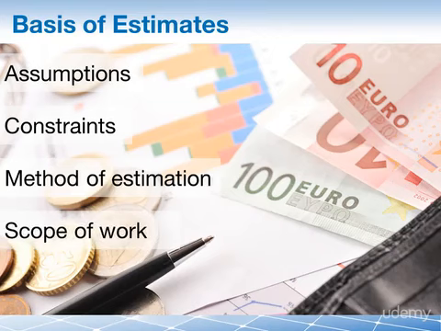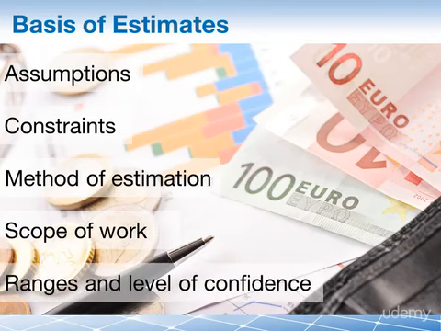The scope of work for the activity in question, so there is clarity around what costs are included in the estimate. And finally, of course, it has to include the range of estimates and an indication regarding your level of confidence in these estimates. The basis of estimates serves to explain, support, and you might even say demystify the activity cost estimates. We want to avoid any misinterpretation of the activity cost estimates when you are determining the budget.